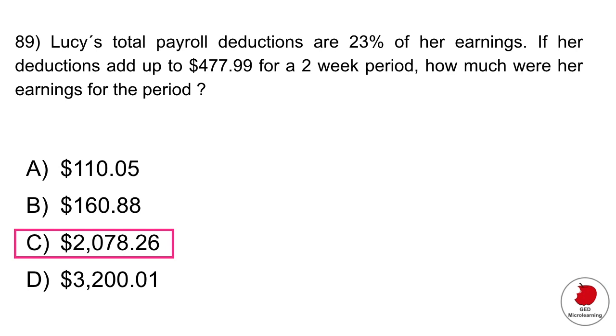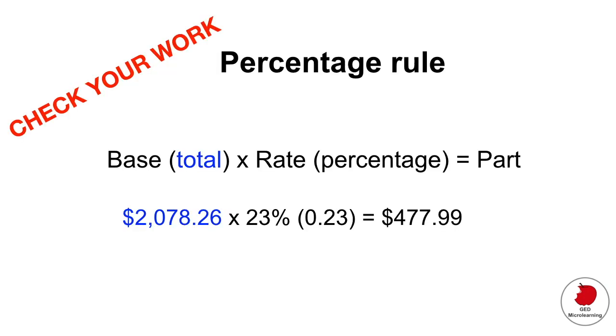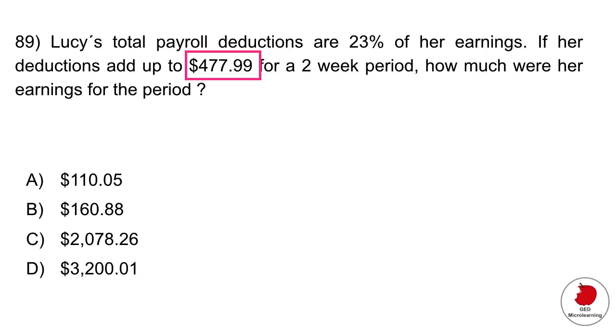And then another thing that you could do is just check your work, right? So if you take that base total, multiply it by 23%, which is the amount that they were deducting, it gives you $477.99, which it tells you here in the question is what they had deducted.